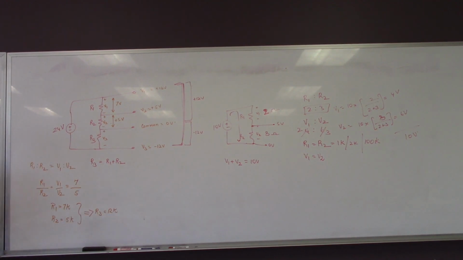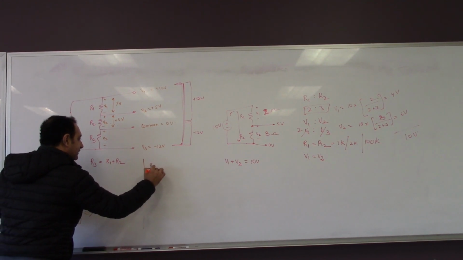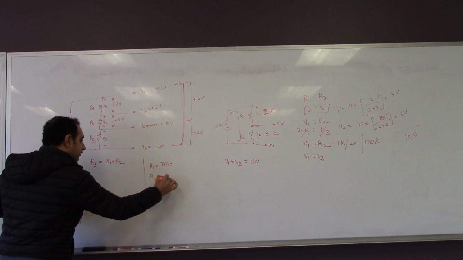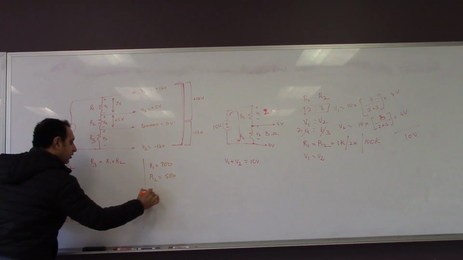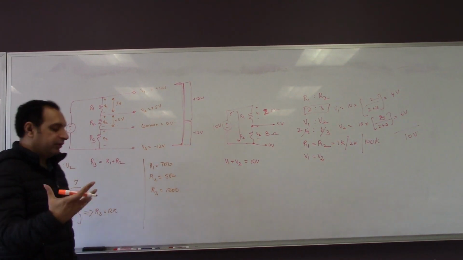I can pick anything as a multiple of 7. If I want, I can pick R1 as 700, R2 as 500, and therefore R3 will automatically become 1200. So just keep the same ratio.